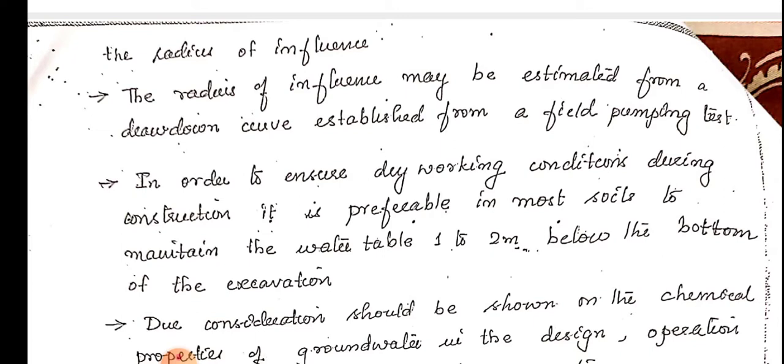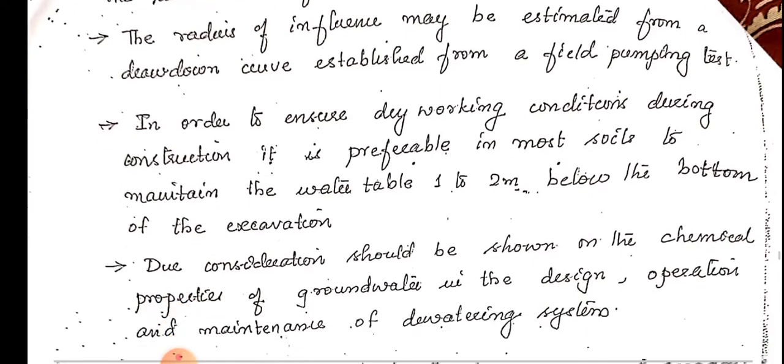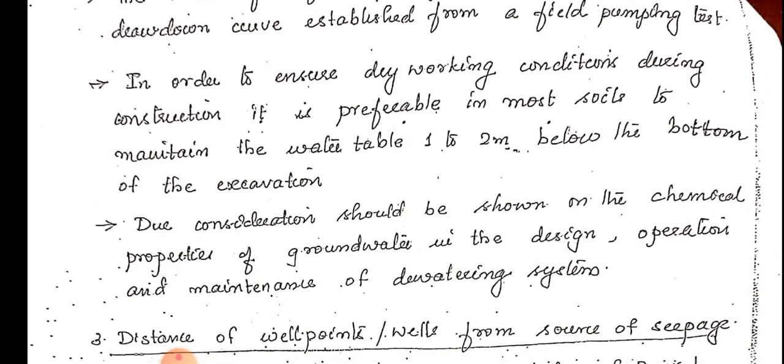Radius of influence means what? The distance between that well or stream or aquifer and the site. So that is known as the radius of influence, and it can be determined with the help of a field pumping test. In order to ensure dry working condition during construction, it is preferable in most soils to maintain a water table 1 to 2 meters below the bottom of excavation. So to carry out the construction in a dry excavation, it is necessary that in all the construction fields, the water table has to be lowered to a depth of 1 to 2 meters from the bottom of the excavation. Okay.